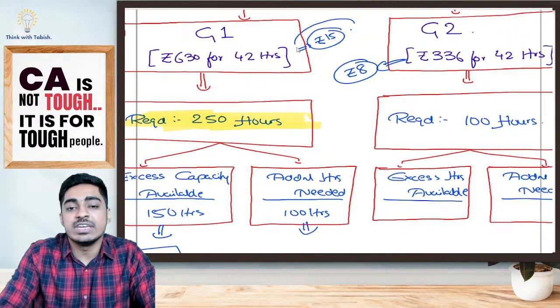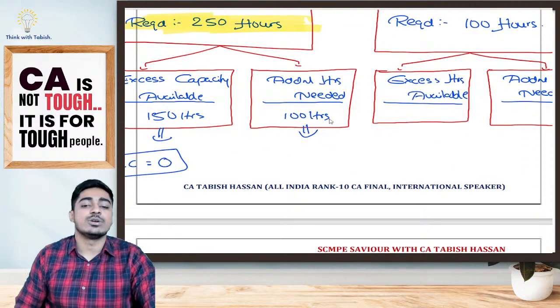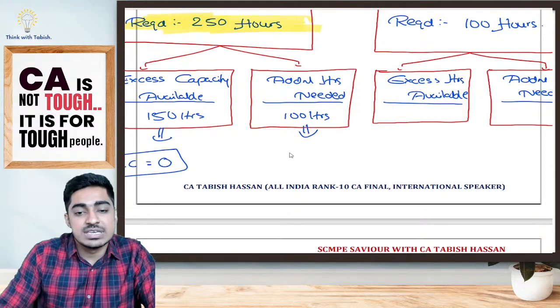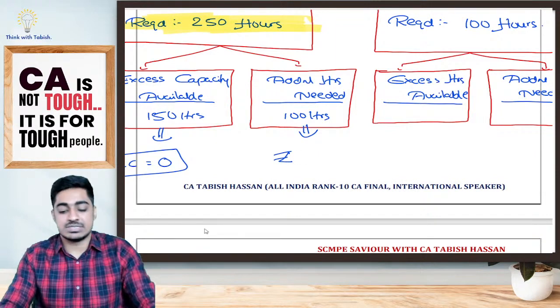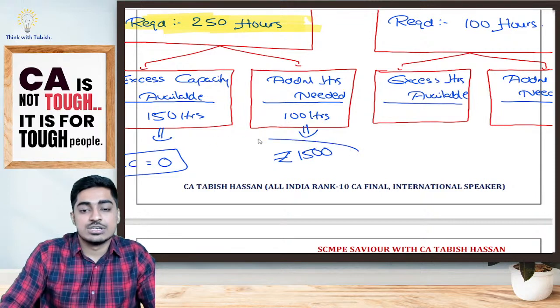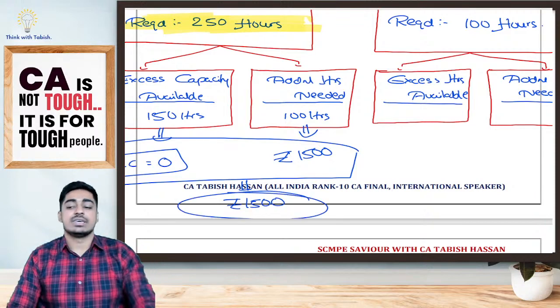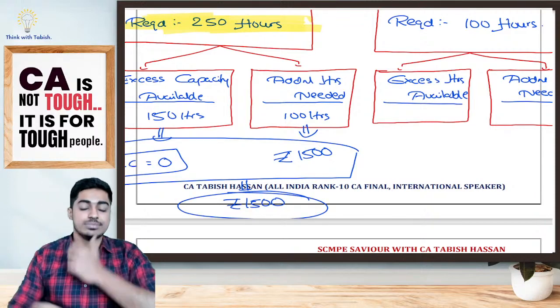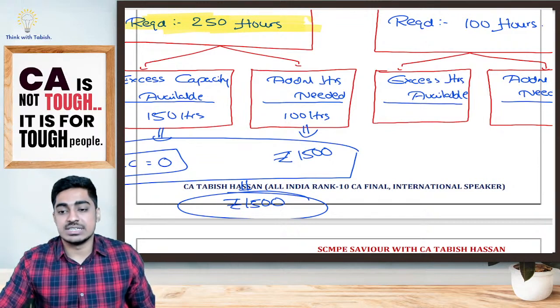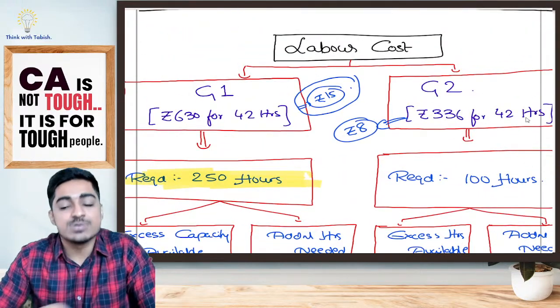For new employees, how much are we paying, students? G1, we are paying 15 rupees per hour. So we will be paying 15 rupees per hour into 100 hours. How much is it, students? 15 per hour into 100 hours is 1500 rupees. So the relevant cost of G1 employees is 1500. Is it clear? Yes, G1 employees. Is it clear, students?